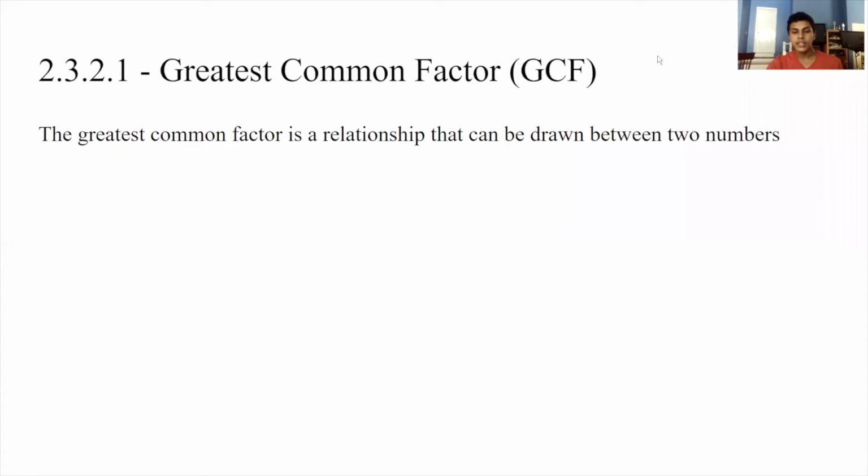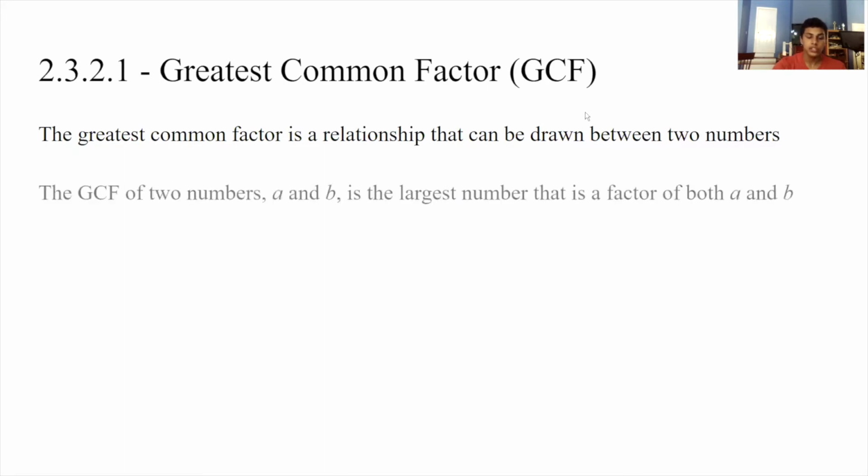Okay, so the next thing we need to talk about is greatest common factor, which is also called GCF. The greatest common factor is a relationship that can be drawn between two numbers. And so here's what the relationship is. The GCF of two numbers, A and B, is the largest number that is a factor of both A and B. That's why it's called greatest common factor: greatest as in the largest number, common as in both have this number, and factor as in it's a factor of both of them. So it's the largest factor of both of these numbers.